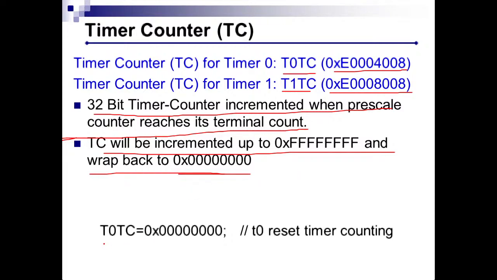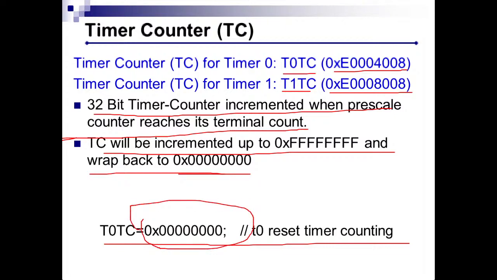Initially, if you want to set this value to 0, you can define it this way: T0TC equal to 0x00000000. So initially it will be initialized to 0. Similarly, for timer 1 you can write T1TC equal to 0x00000000. You can set any initial value, and whenever you start the timer, these values will automatically be incremented at every tick.